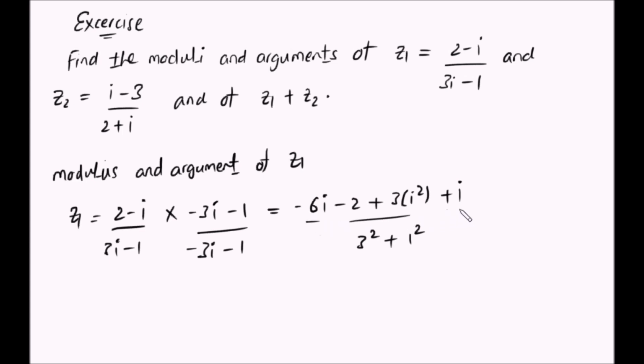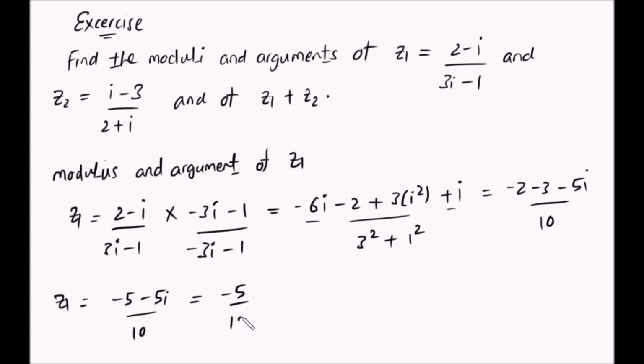So negative 6i plus i is just negative 5i. So I remain with negative 2, i squared is minus 1, minus 3. And then here, negative 6i plus i is negative 5i. 3 squared is 9 plus 1 is 10. So z1 now is equal to negative 5 minus 5i over 10. This is just the same as saying negative 5 over 10 minus 5 over 10i. But 5 over 10 is just 1 over 2, so it's negative 1 over 2 minus 1 over 2i.